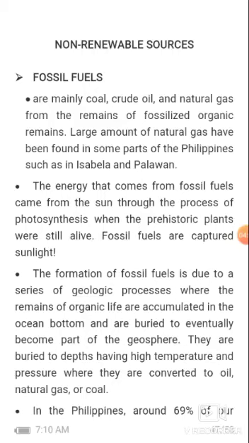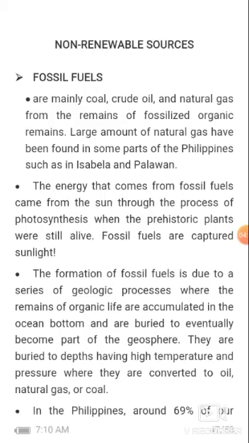The energy that comes from fossil fuels came from the sun through the process of photosynthesis when the prehistoric plants were still alive. Fossil fuels are captured sunlight. So the formation of fossil fuels is due to a series of geologic processes where the remains of organic life are accumulated in the ocean bottom and are buried to eventually become part of the geosphere.